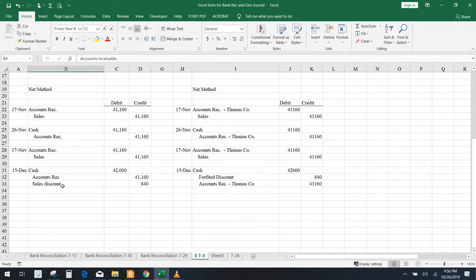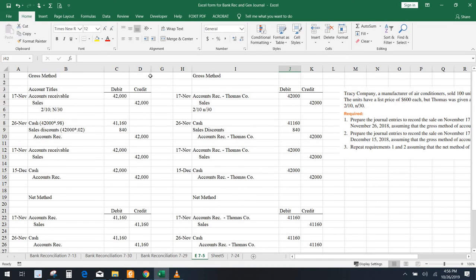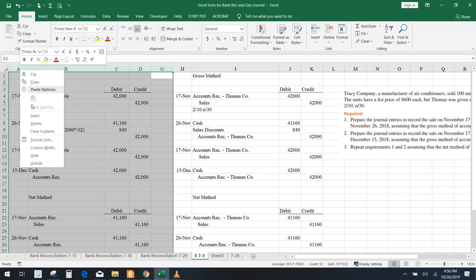I switched them, so it's not forfeited discount, it's just called sales discount, credit sales discount 840, and then credit accounts receivable 41,160. So there are the solutions to the problem.